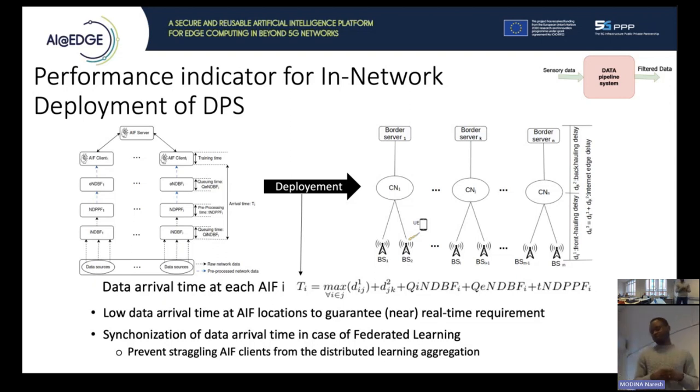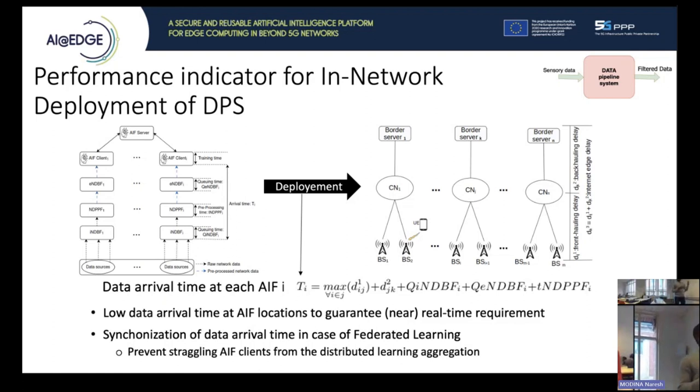At the network level, we also consider some delay. We consider the front hauling delay, which is the delay from the base station to the core network. We consider also the back hauling delay, which is the delay from the core network to the border server. And we also consider the internet edge delay, which is the delay from the base station to the border server, which is actually the sum of the front hauling delay and the back hauling delay.